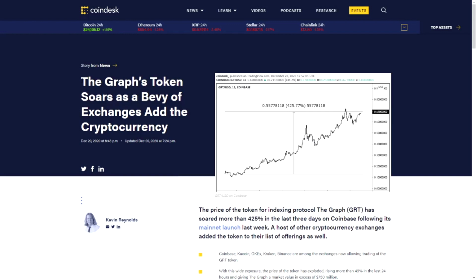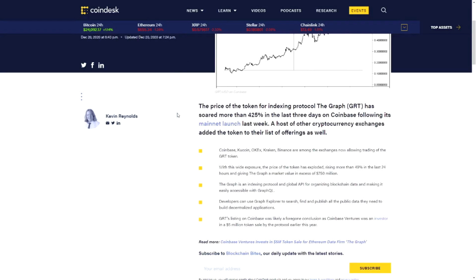So unless you've been living off the grid, you must have heard about the graph and its insane pump upon listing. On the 17th, the project got instantly listed on Coinbase because it's one of the Coinbase venture projects. Since then, the token went from 10 cents up to 70 cents. In this same week, not only Coinbase listed it, but also KuCoin, OKX, Kraken, Binance, and so forth. So this isn't just the Coinbase effect, it is a lot more than this.